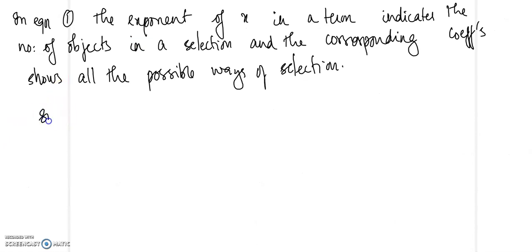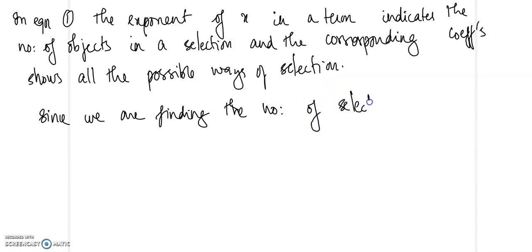And since we are finding the number of selections, we actually don't want to know what the individual selections are. Within the combinations, we only identify how many selections there are. So for that we put a equal to b equal to c equal to 1.